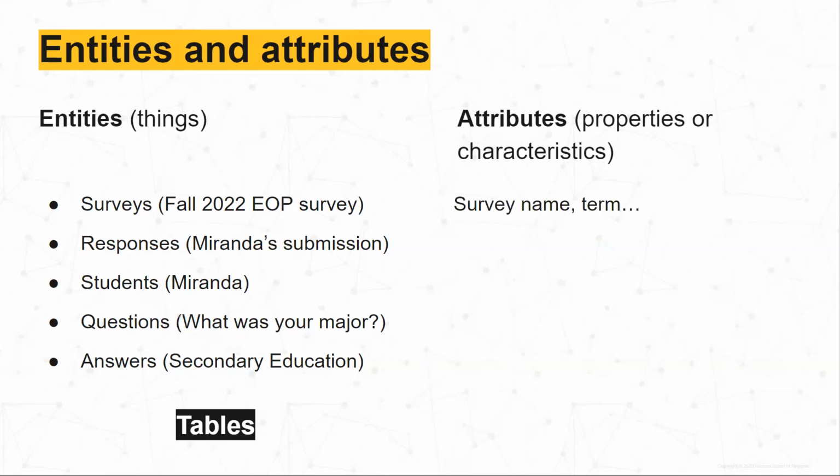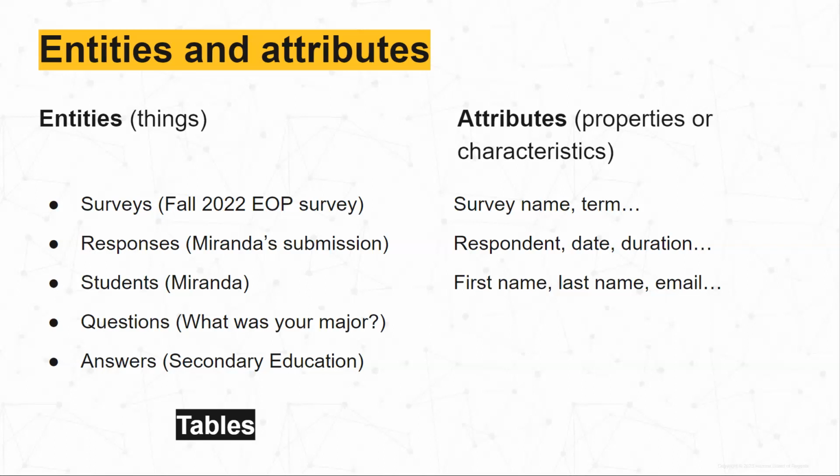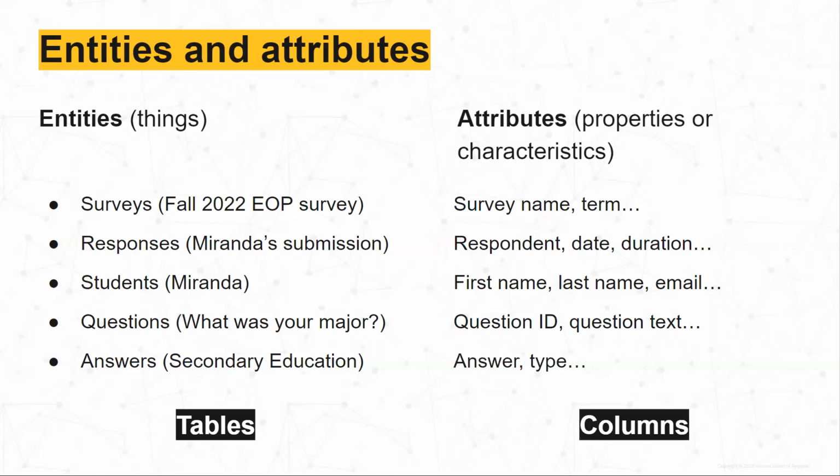Then you can look at the attributes of each one of those entities. Those are the properties or the characteristics of those entities. So the attributes of our surveys are survey name, the term, and so on. The attributes of the respondents would be the respondent, the date, maybe how long it took. Attributes of a student would be first name, last name, ID number. Questions, we'd have question ID, question text, answer and type. These are the columns that you're going to have in each of your tables. So that's why it's useful to think of entities and attributes. Now, this isn't a hard and fast rule that you have to do it this way, but it's a way of conceptualizing it and planning out how you want to do it.